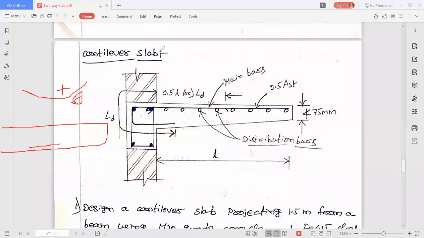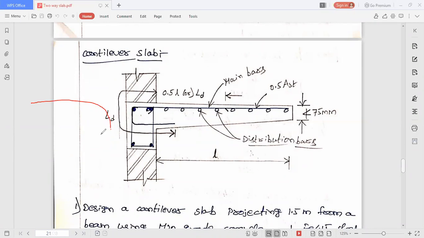Okay, but in case of cantilever slabs, the type of moment we will get is a hogging moment. In case of hogging moment, the tensile stresses will be developed at the top and compressive stresses will be developed at the bottom. That means positive stands for compression at the bottom, negative stands for tension at the top. Okay, this is the condition for a cantilever slab.